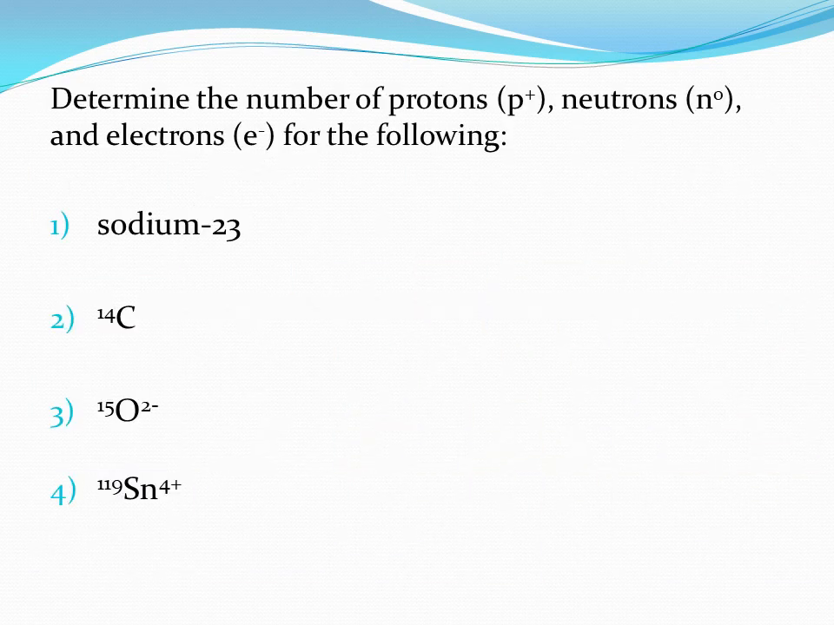Alright, let's try one more exercise. In this exercise, we're trying to find out the number of protons, neutrons, and electrons for these examples. But I've thrown a little twist in here. Previously, we discussed how when protons are equal to the number of electrons, then you have a neutral atom. But in this case you'll see, for examples 3 and 4, these atoms are charged, oxygen being a -2 charge, and tin being a +4 charge. So we're going to take a look at how we address those.